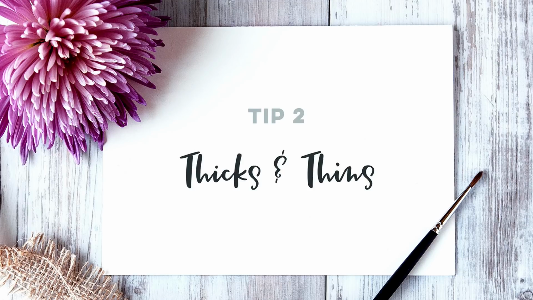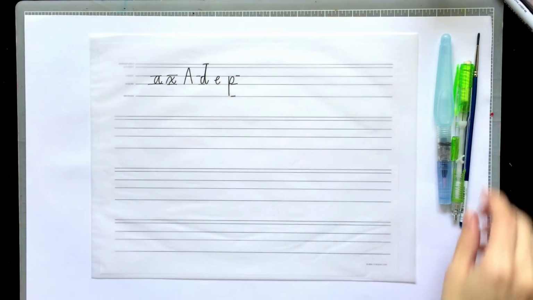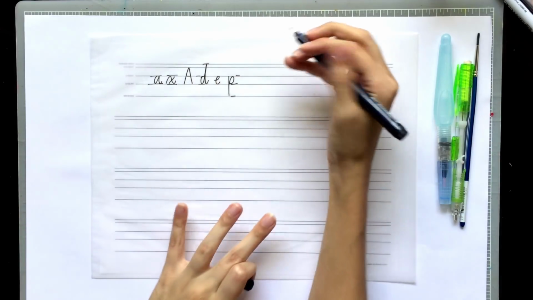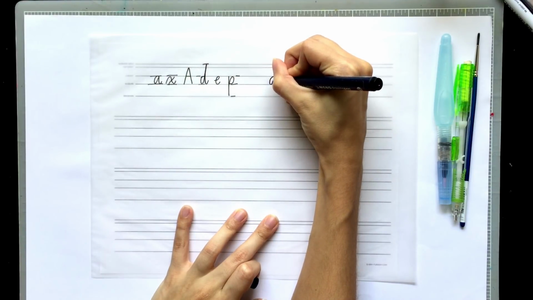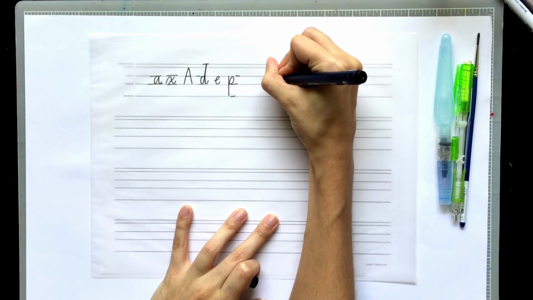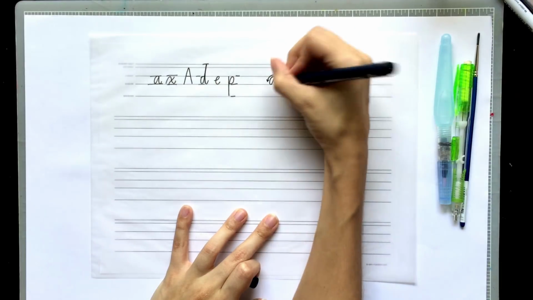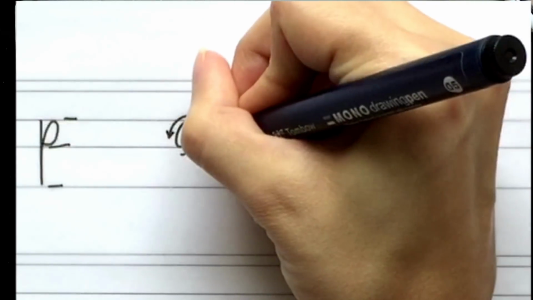So tip number 2 is understanding where your thicks and your thin strokes go. So generally speaking, all of your thick strokes happen on the downstroke and all of your thin strokes happen on the upstroke. So if I have a lowercase a, you can see as I'm forming it, I go down with my first stroke and then I come up, and then I come down again, and then I come up. So this part coming down initially is a downstroke. Coming back up is your upstroke, downstroke, upstroke.